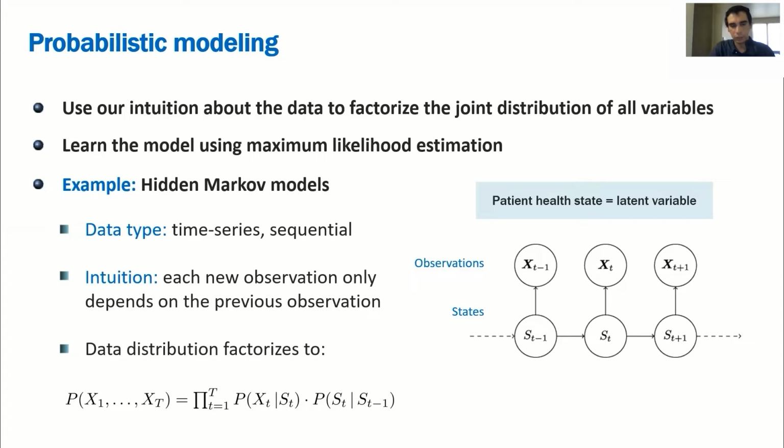And using a hidden Markov model, we can factorize the probability distribution of T observations over time, as shown in this slide.